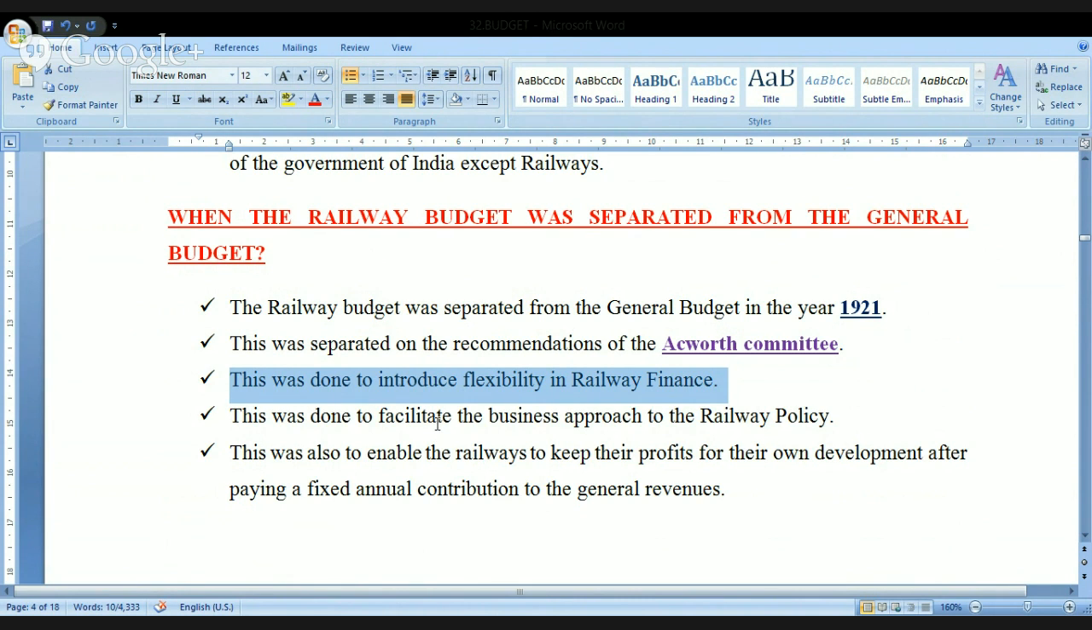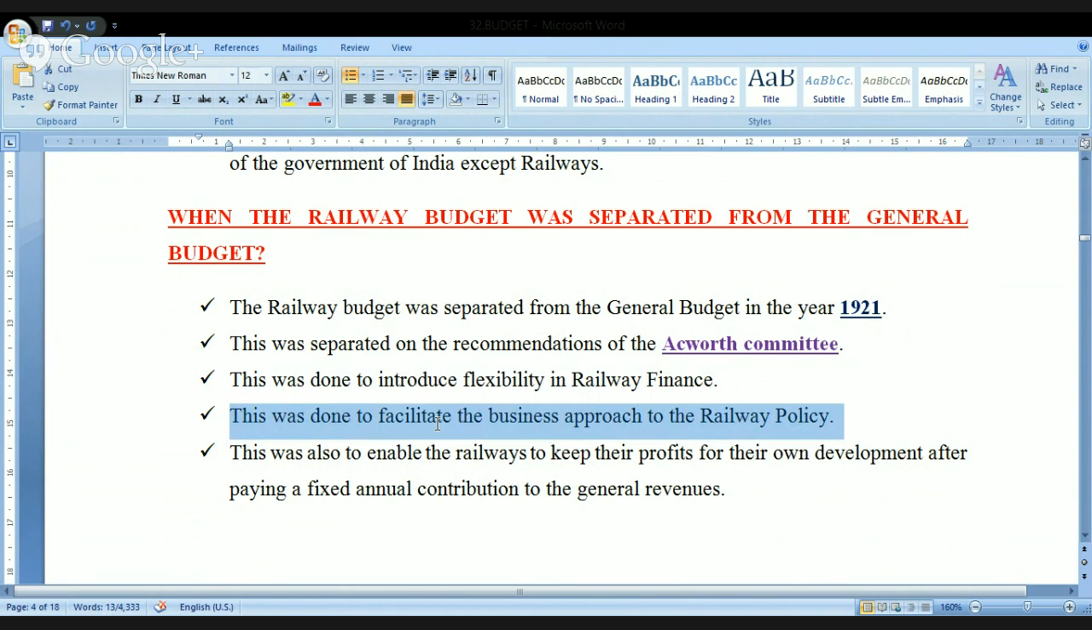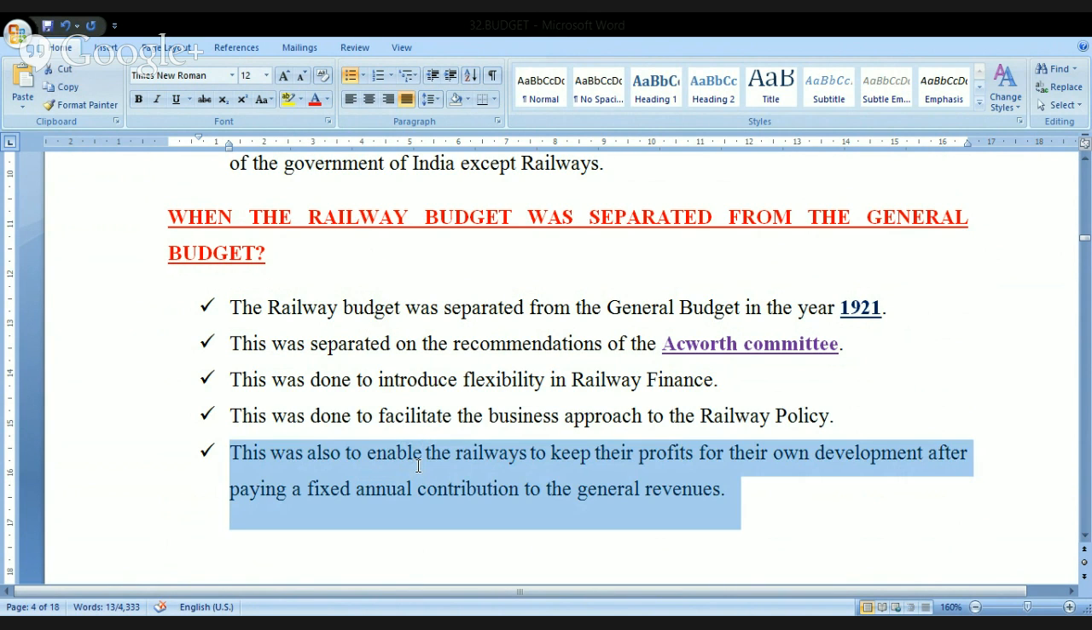This was done to facilitate the business approach to the railway policy. So this is the basic idea. Next one, this was also to enable the railways to keep their profits for their own development. You can use their profits for your own development after paying a fixed annual contribution to the general revenues.